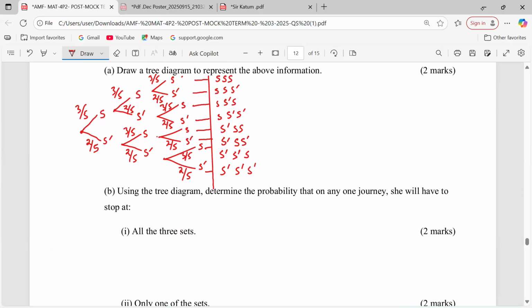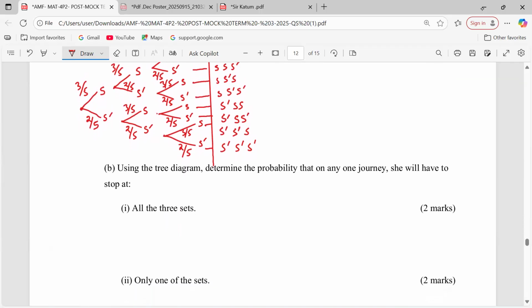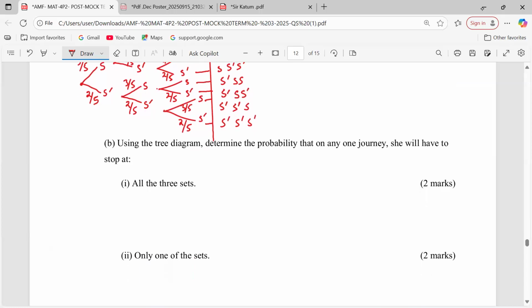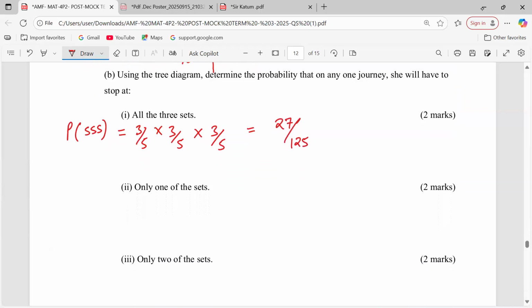Part B, using the tree diagram now, determine the probability that on any one journey she will have to stop at all the three sets. So probability of stopping in all of them, which is 3/5, 3/5, 3/5. When we multiply this, we get 27/125.